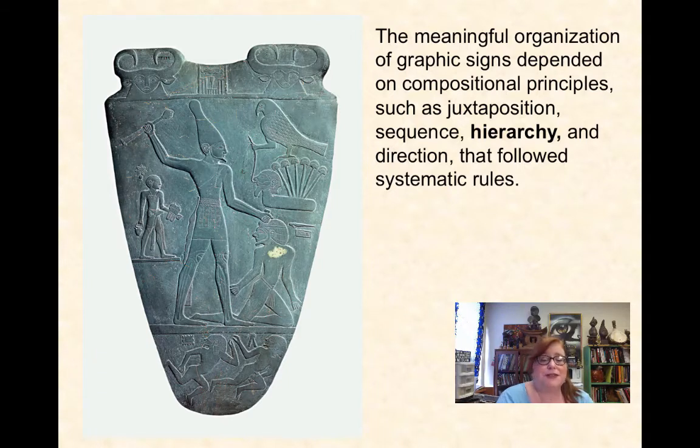And the reason I'm using this is because all of these symbols on this palette are arranged in a very particular way, and they have particular meaning. You'll notice it's also divided into 3 bands. So you've got kind of a sequence of things, you've got juxtaposition of items, and there's also a hierarchy that follows rules. And here the hierarchy is the most important person in the picture is the biggest. So this is the pharaoh. He is the biggest guy in this image, so he is the most important.